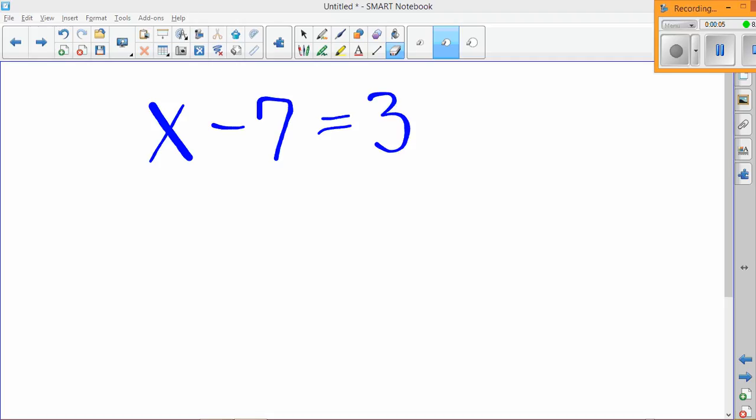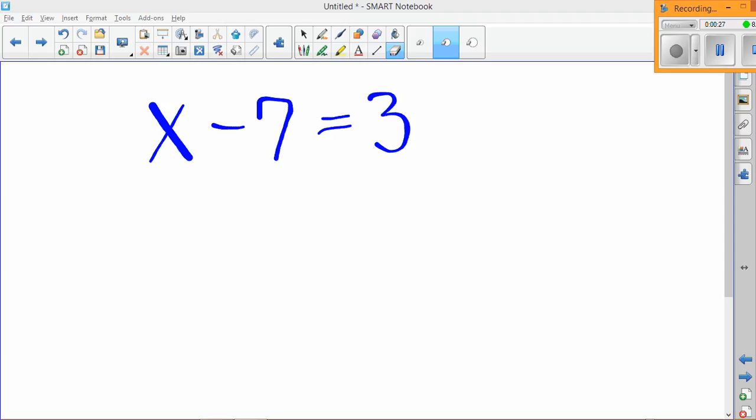Lesson 12 focuses on solving equations, and we've been able to solve equations for a lot longer than we thought we have. For example, x minus 7 equals 3. You might hear a second grade teacher saying, what take away 7 is equal to 3? We've been solving these forever. And you might already know that 10 take away 7, 10 minus 7, is equal to 3.